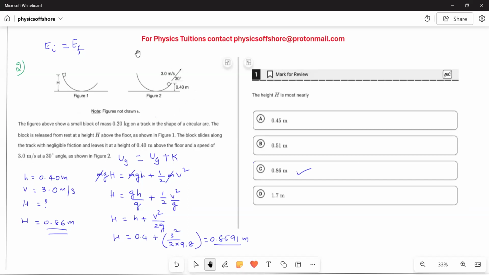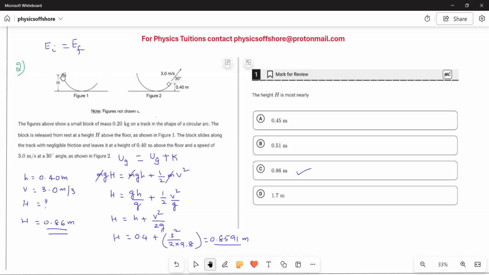This problem is based on the law of conservation of energy. We are given the data. According to the data, we have to find out the initial height of the block. The block is making a circular arc. It is traversing a path along the circular track.